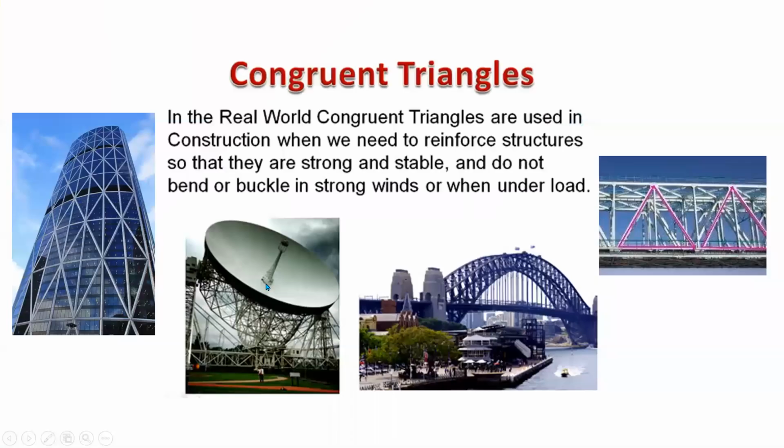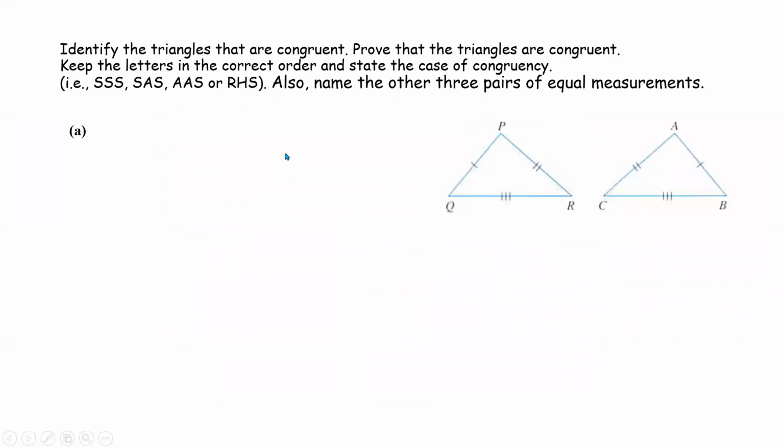And in present time, congruent triangles are actually used for having a better and stronger construction, so that they can still hold those strong winds or heavy loads. So let's learn more about it. And here are some examples. For example, this one you would have already learned.